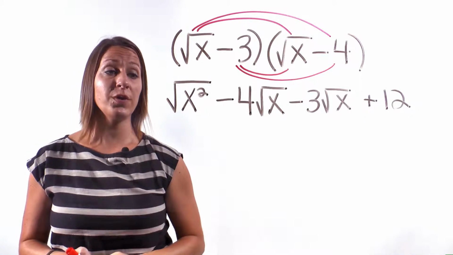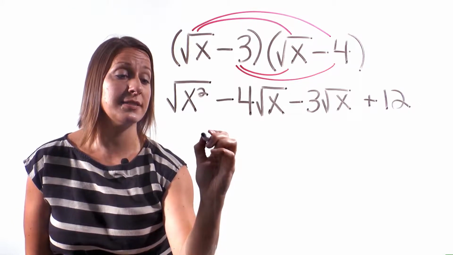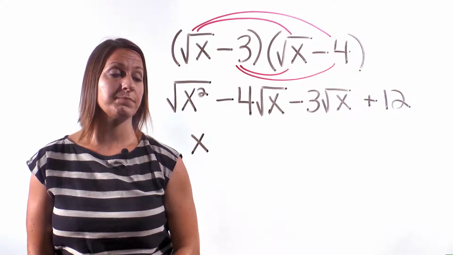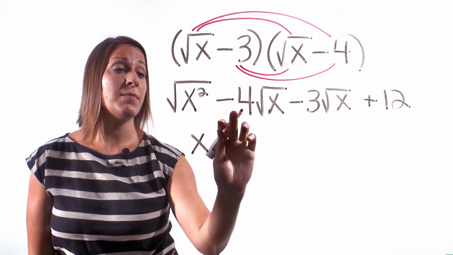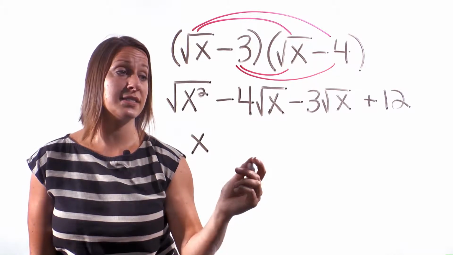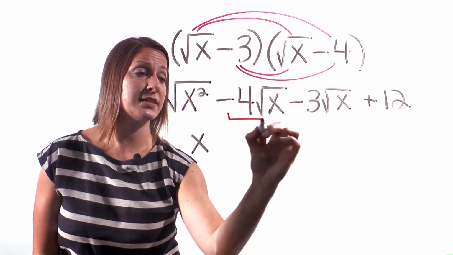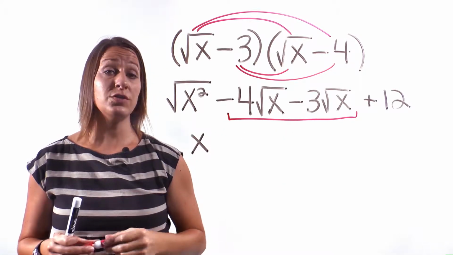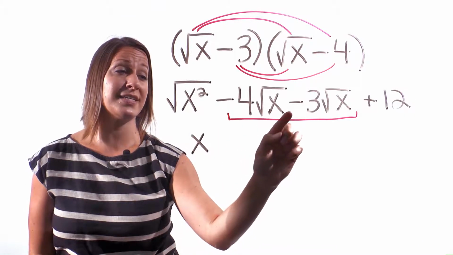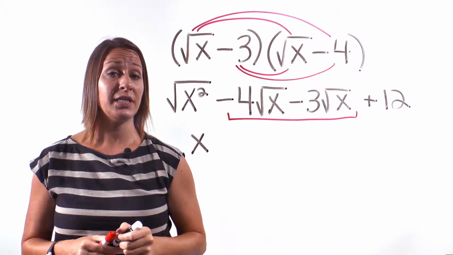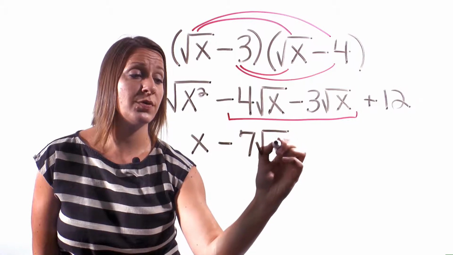If we look at the square root of x squared, we can simplify that to x. Next, if we look at minus 4 square roots of x, it has the same radical as the minus 3 square roots of x. So those two middle terms, we could combine: negative 4 square roots of x minus 3 square roots of x is a negative 7 square roots of x.